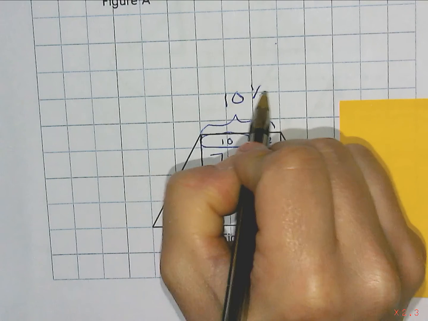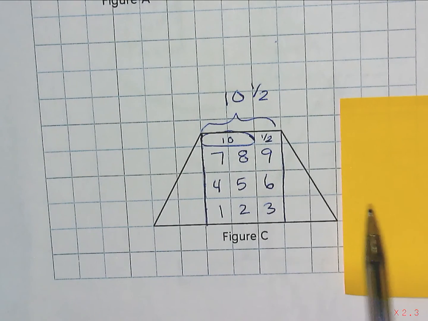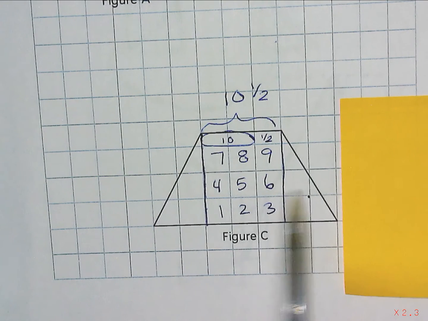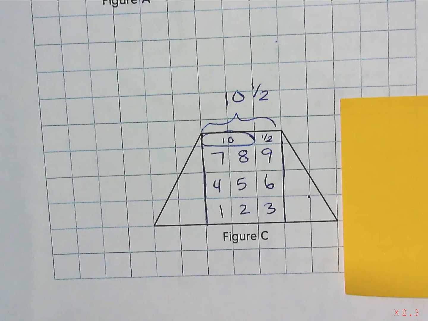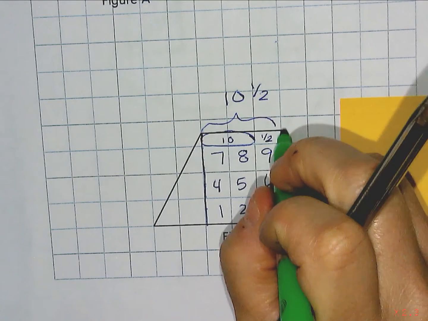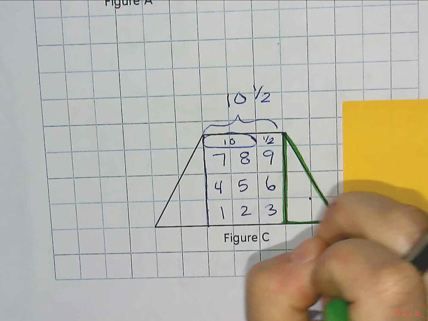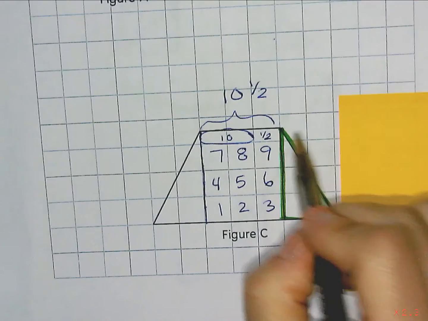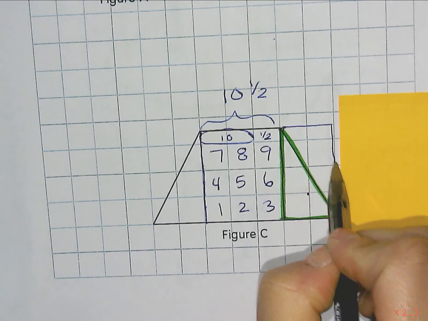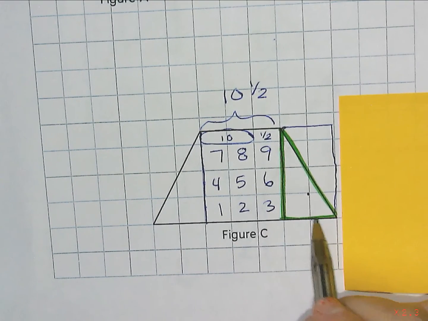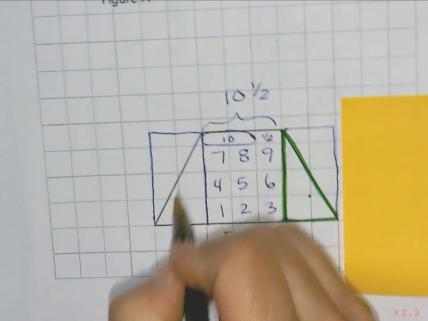Now I need to add that to my triangles, but I noticed that this triangle and this triangle were exactly the same size. So why I thought that was important was I could find the area of this full rectangle and then cut it in half, and then find the area of this full rectangle and cut it in half.